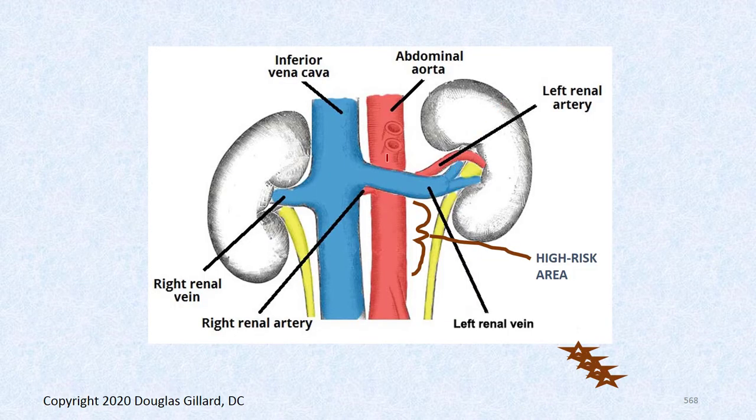Here's the anatomy of the region, the abdominal aorta. There is the right, did I say left? That's the right renal artery right there. This is the left renal vein right here. And see how it pushes right about where the arteries are coming out, even on this one. Anyway, that's a high-risk area right there.